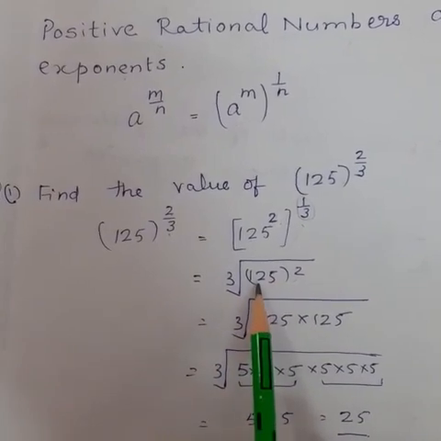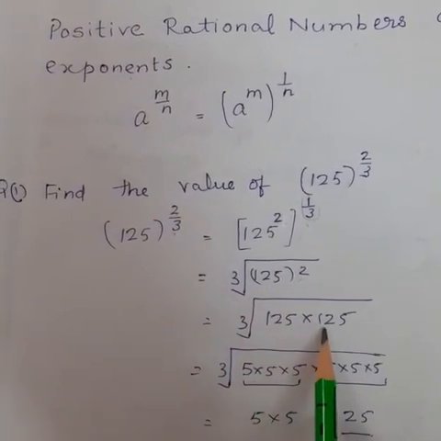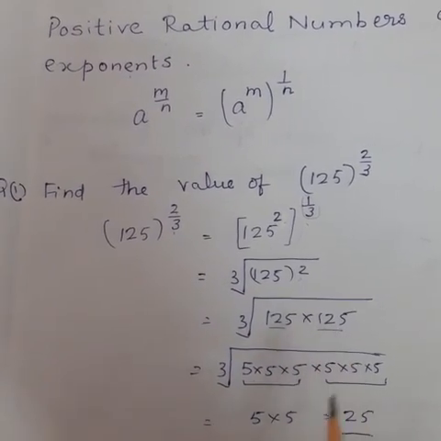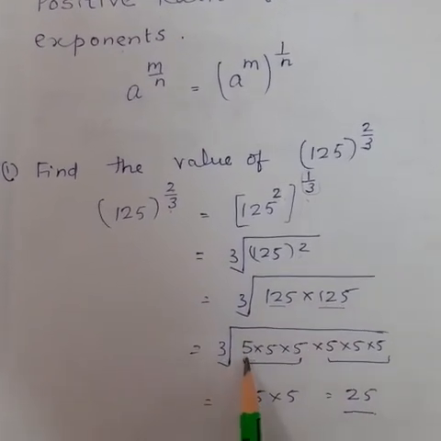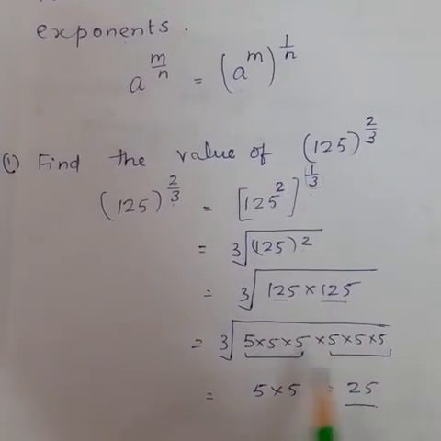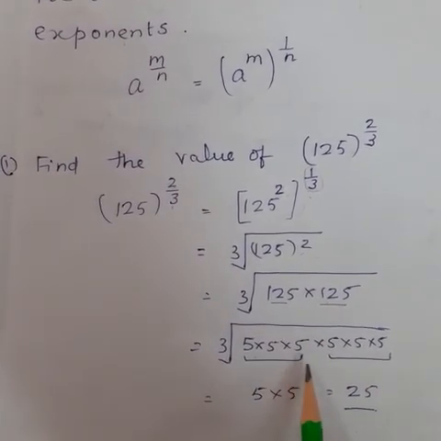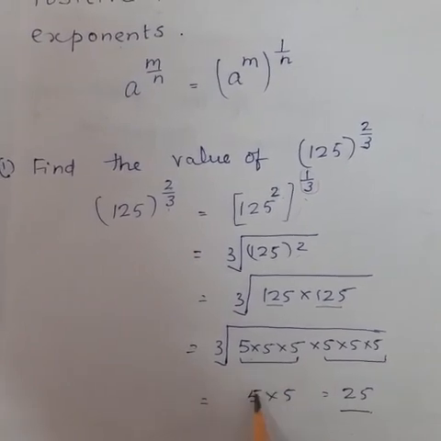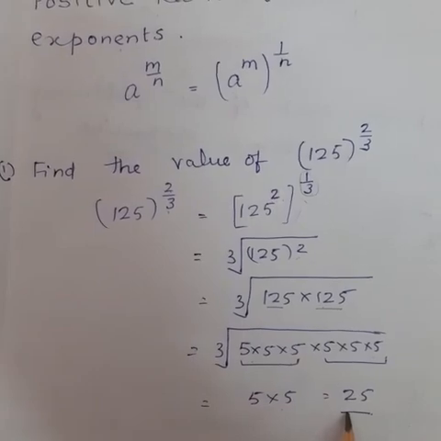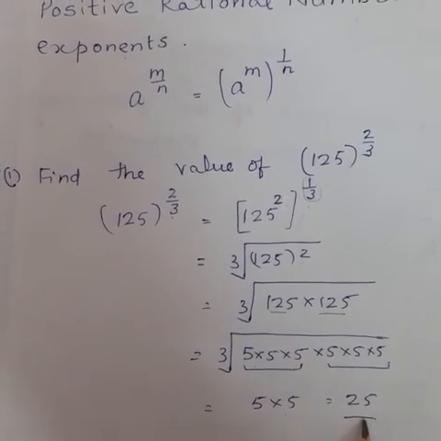So first we will write 125 square as 125 into 125. Then make the prime factorization of this number. So we know that is 5 into 5 into 5 and 5 into 5 into 5. Make the triplet. Then take one factor from each triplet, multiply them. So the answer will be 25.